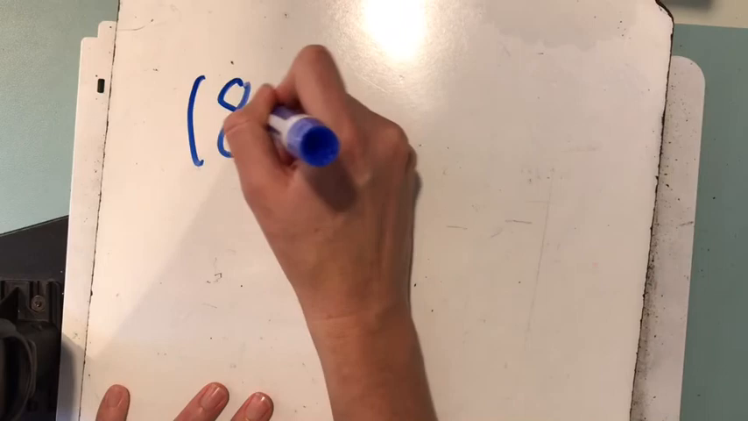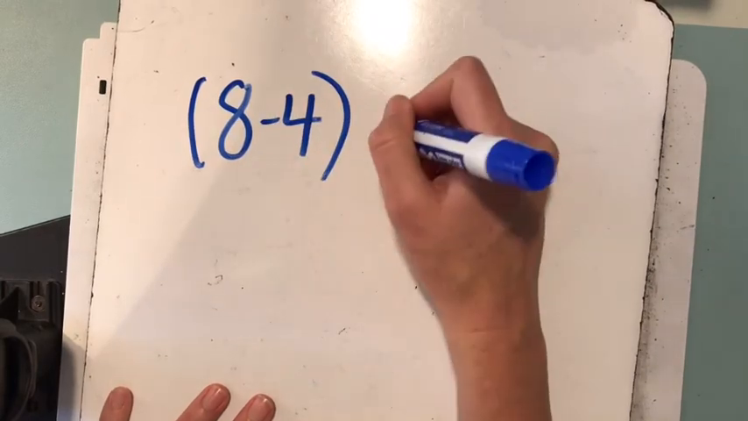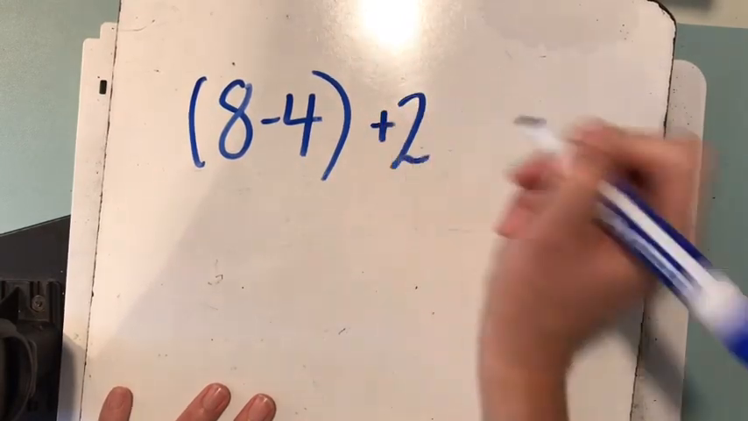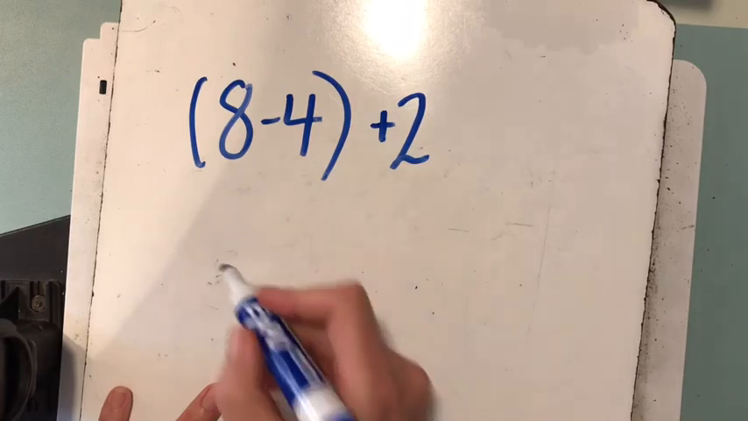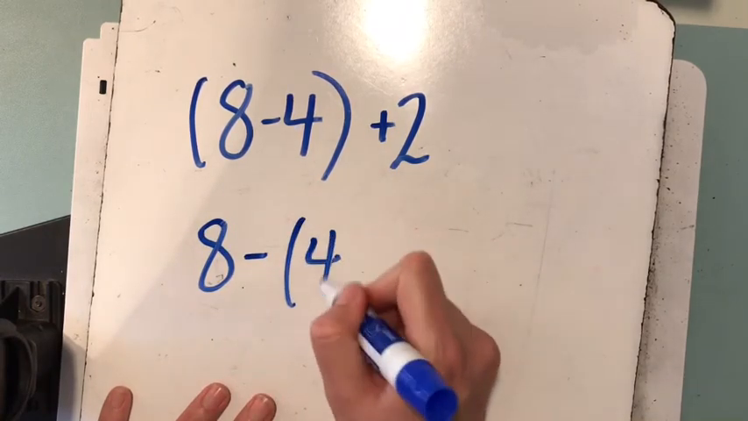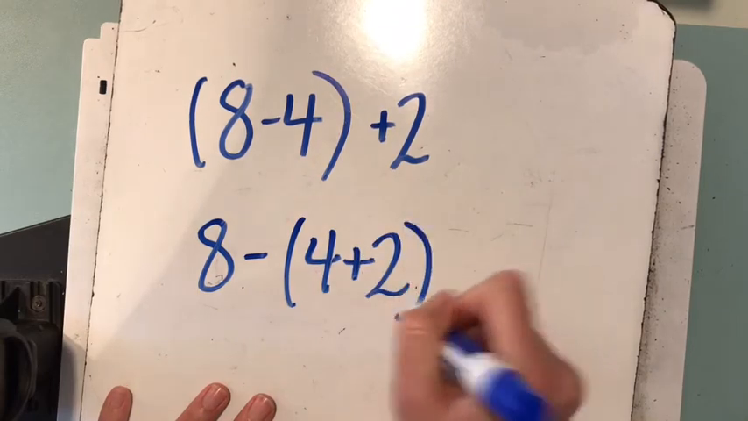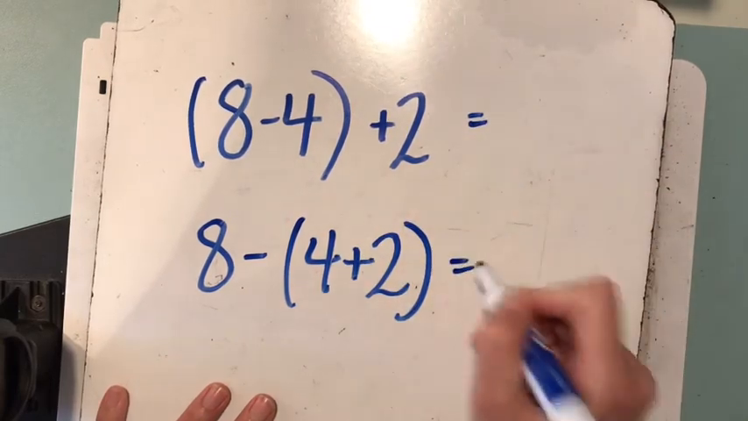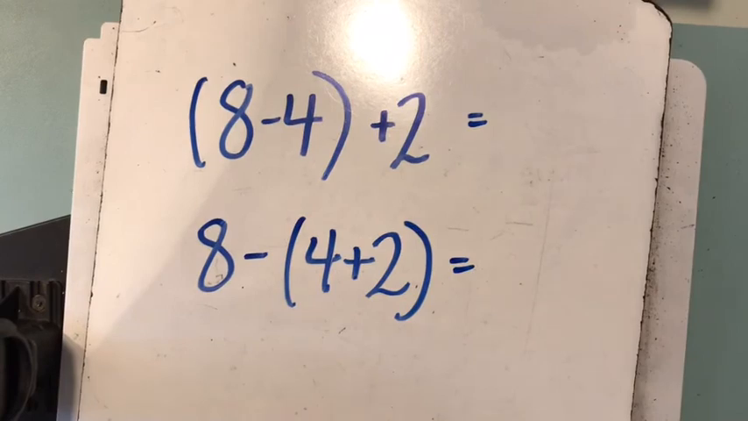Parentheses 8, take away 4, plus 2. Your next one is 8, take away parentheses 4 plus 2. Solve these two on your own by pausing the video and see if you get them correct.